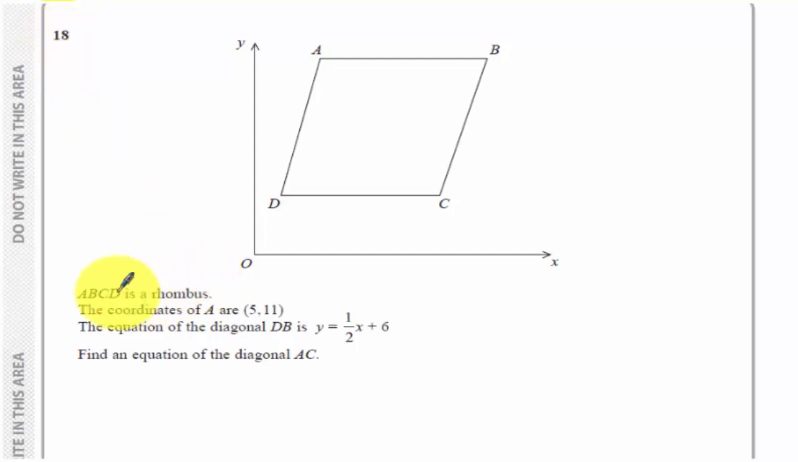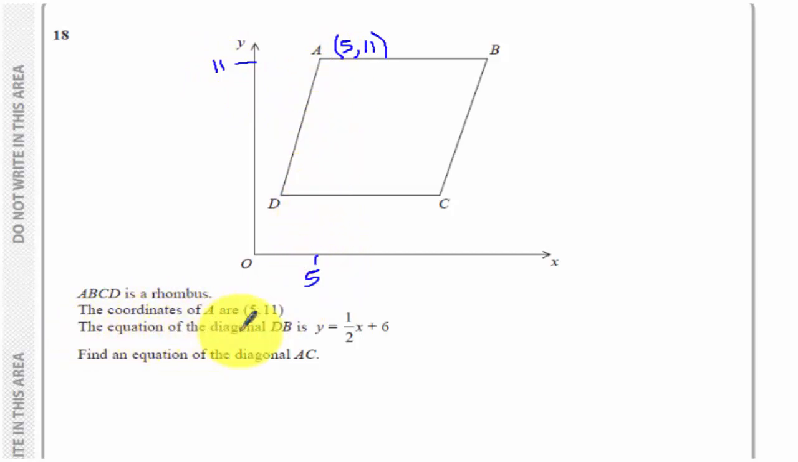Question 18. ABCD is a rhombus. The coordinates of A are 5, 11. I'm just going to put that in. It's bound to be useful in a minute. So this value is 11 and that one is 5.